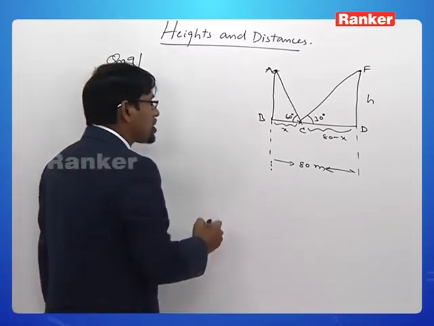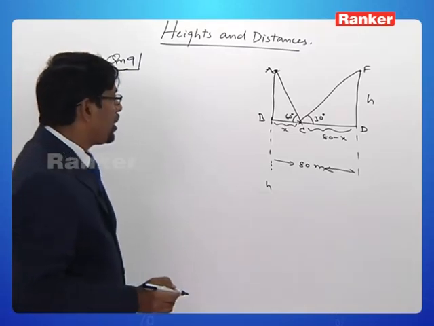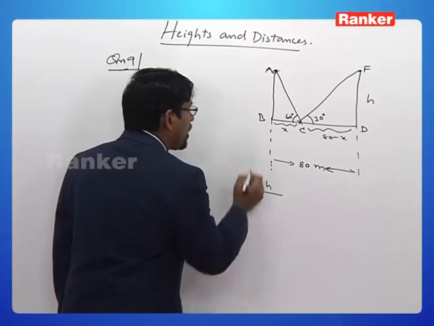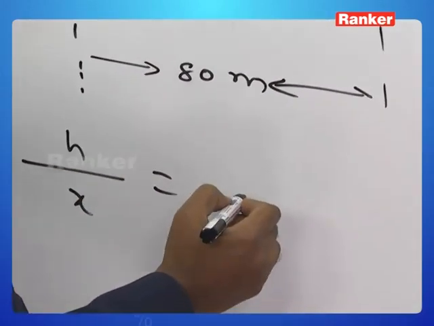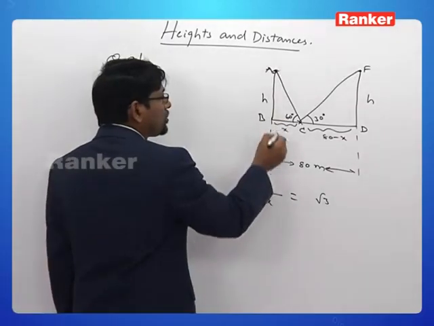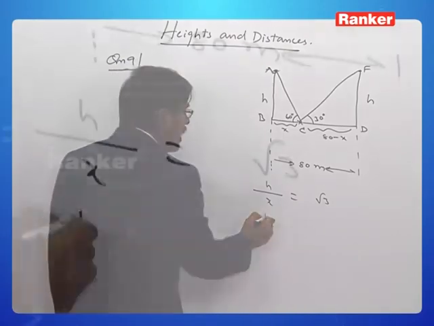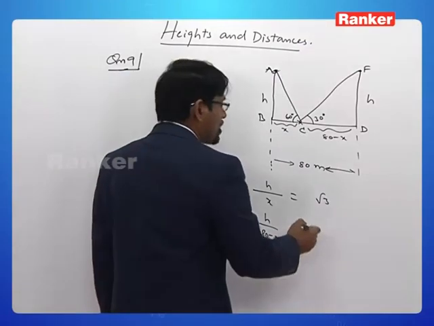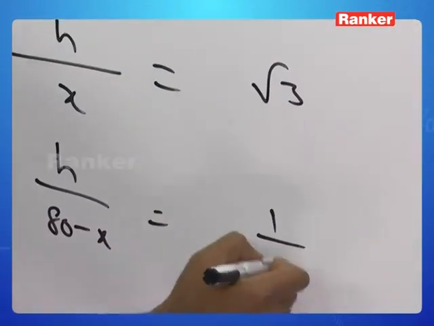So what we can do is frame equations in h and x. H by x is tan 60, that is root 3. And h by 80 minus x is tan 30, that is equal to 1 by root 3.